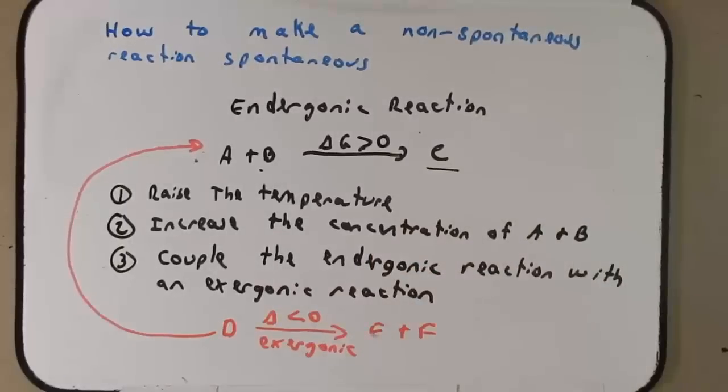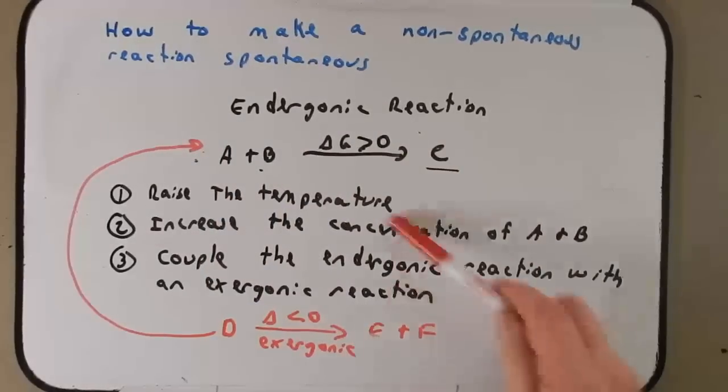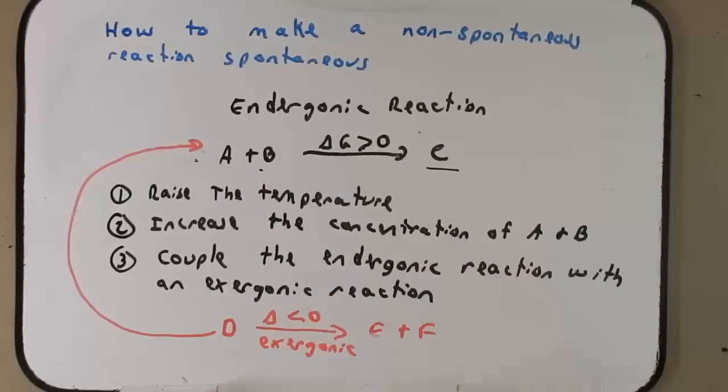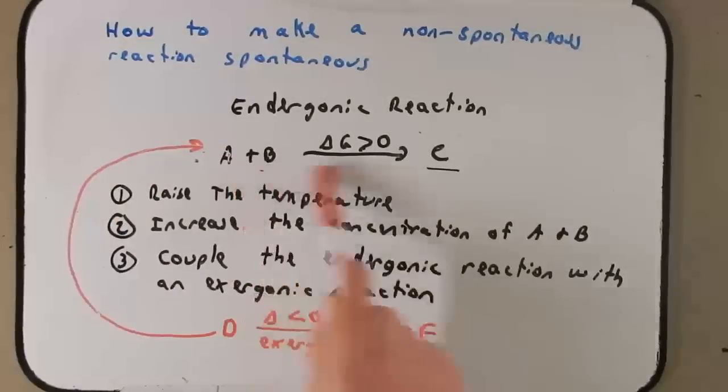endergonic reaction. So these are the three ways that you could make a non-spontaneous reaction or an endergonic reaction proceed. Raise the temperature, change the concentration of the reactants, or couple it to a more energetically favorable reaction, an exergonic reaction. And then that energy can be used to drive this reaction.